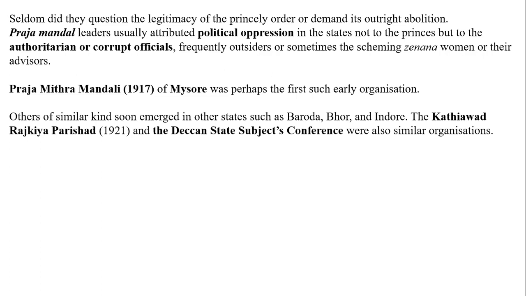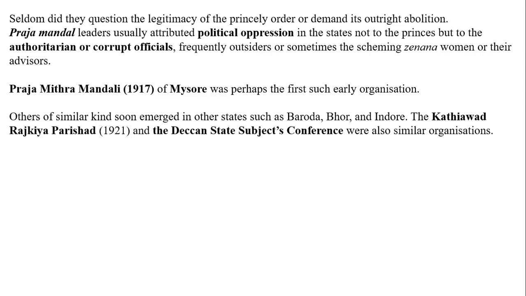And basically what happened was, because they knew that if they're going to put their demands directly to the people, then things will not work the way they want. So what happened? These Prajamandal leaders usually attributed political oppression in the state not directly to the princes, but to the authoritarian or corrupt officials, frequently outsiders, or sometimes the scheming Zenana women or their advisors.